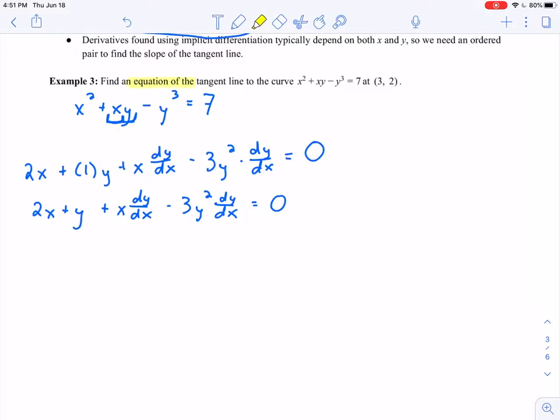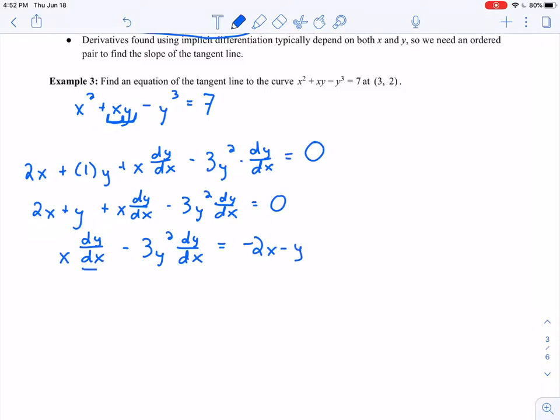So I want the equation of the tangent line. I have the x value, I have the y value, I need the slope, which means I'm looking for the derivative, which in this case is dy over dx. So I'm trying to solve for that. I'm going to move these two terms over to the other side so that I can isolate dy over dx. So x dy over dx minus 3y squared dy over dx is equal to negative 2x minus y.